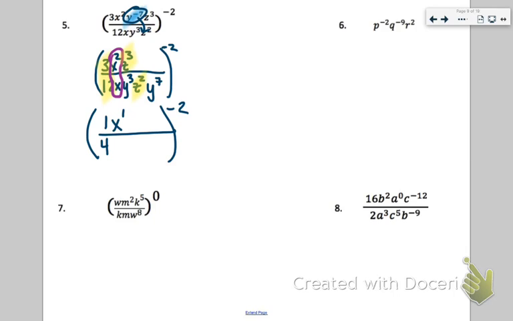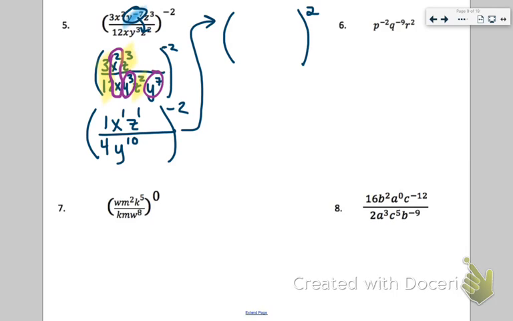We've got z to the third over z squared. Same thing. 3 minus 2 is 1. Z to the first in the numerator. And then last we have a y to the third in the bottom and a y to the 7. Because they're being multiplied together, we add our exponents to get y to the 10th. Alright, so now we've simplified everything inside.